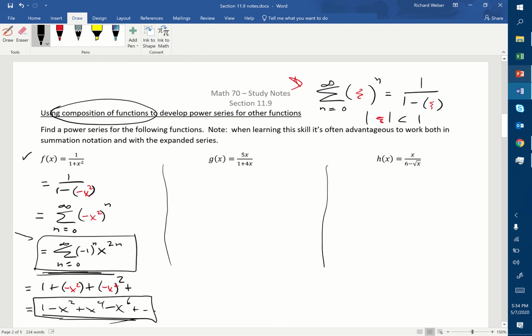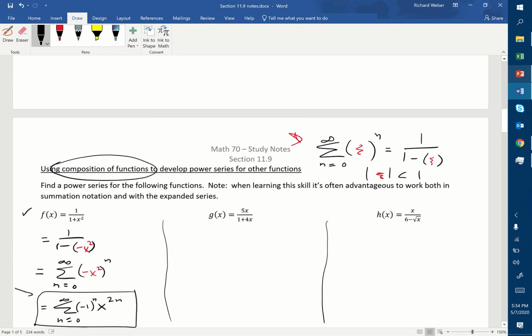Okay, you ready for the next one? Here we go. Again, we're going for this form. So what we'll do, here's another thing you can do. See the 5x upstairs? That's bugging the heck out of me. Guess what I'm going to do? I'm going to write it as 5x times, guess what? 1 over 1. You ready? Minus, what do you think? How about a minus 4x? That work? Sure does for me. And what do you know? You got the series staring you in the face again.